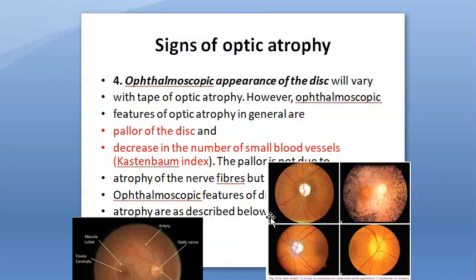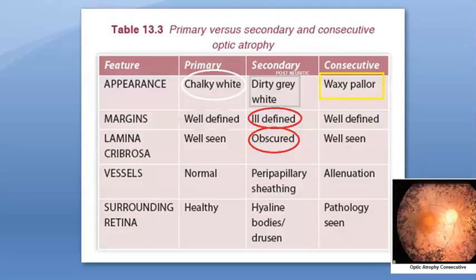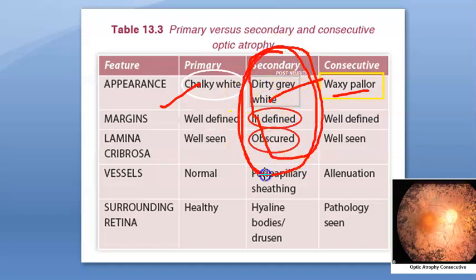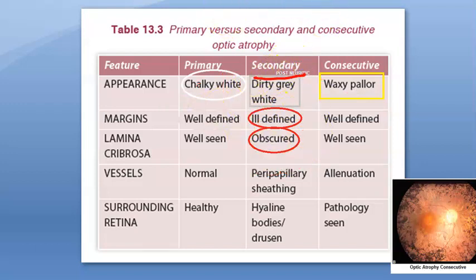So how will the disc be? We already saw white in primary, right? Basically white in primary, dirty grey in secondary and waxy pallor in consecutive. Remember in secondary the margins are ill-defined. Where are the margins ill-defined? In secondary the margins are ill-defined and the lamina cribrosa is obscured.